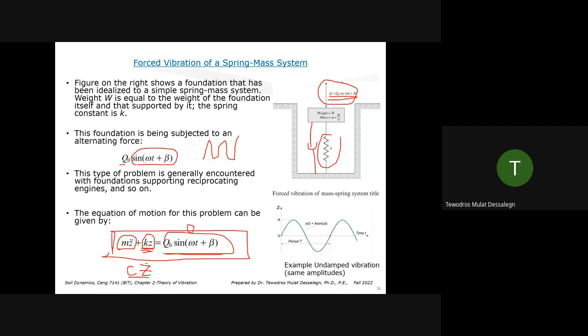In the first example we saw, we call it free vibration. It requires only an initial disturbance. Now, in the second case, we actually have input motion at the top, which is caused by a machine vibrating on the foundation. That's the force. You get it? Okay, let's proceed.